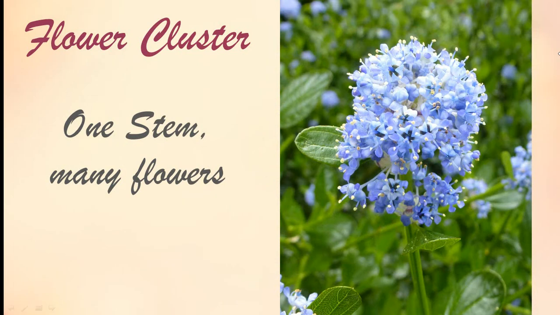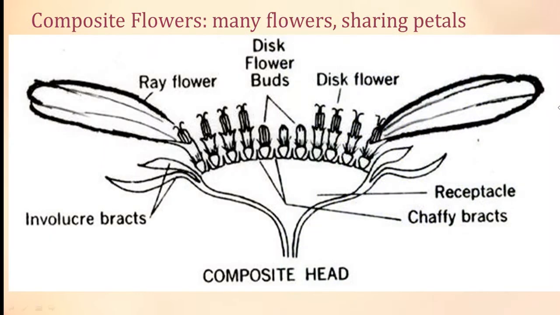The next type of flower we have is called the flower cluster, where you have one stem with many flowers coming off of it. For instance, the bluebonnet that I showed you earlier. I'm not exactly sure what this flower is, but you can see all those individual flowers and then this one stem holding on to those individual flowers. So you may know what that is. I don't know.